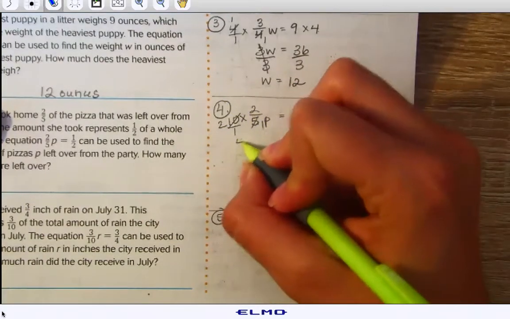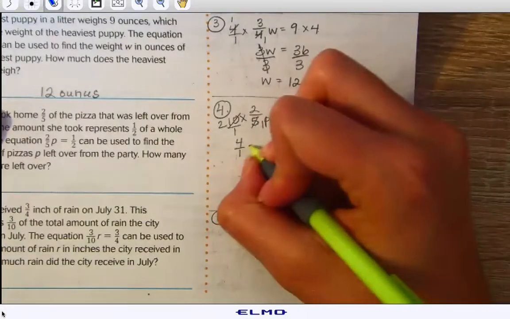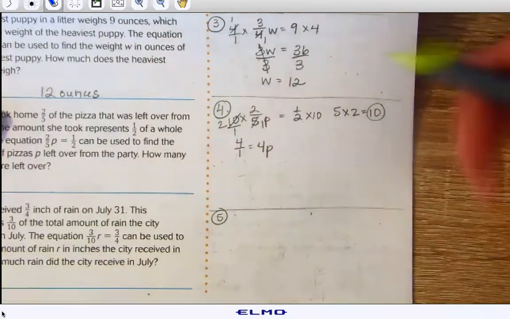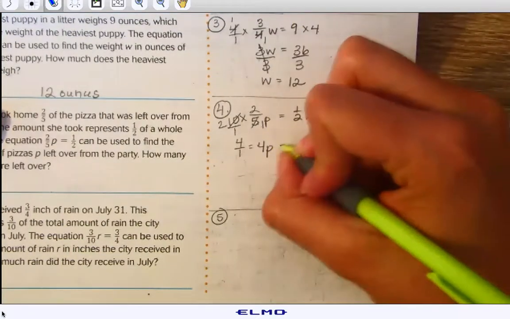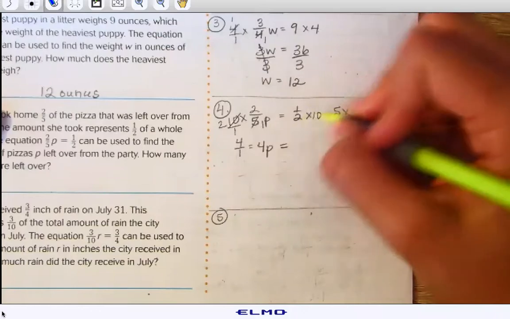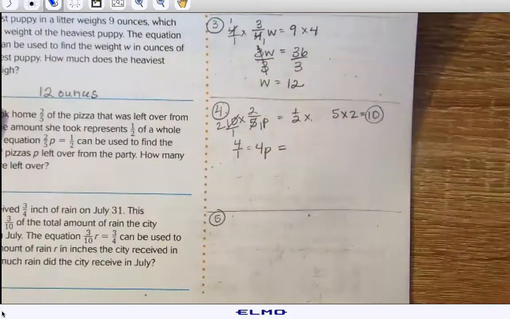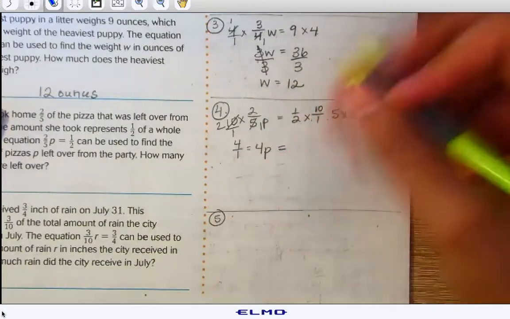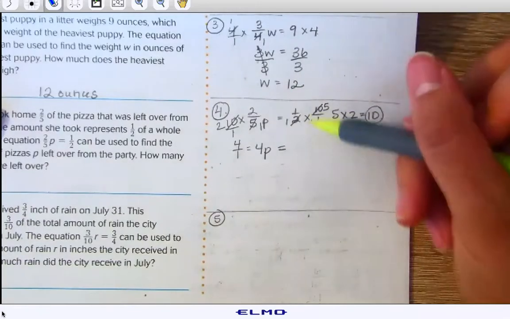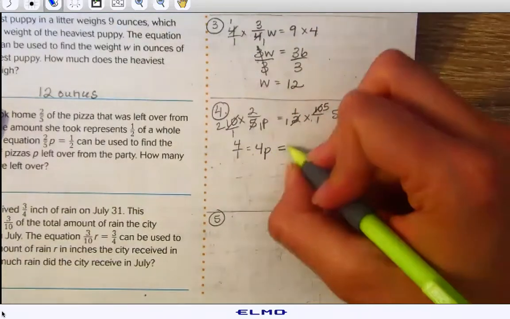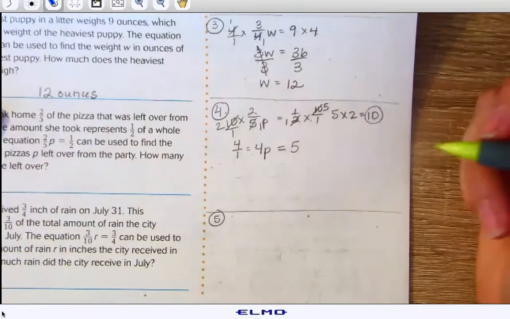2 times 2 is 4, 1 times 1 is 1. 4 divided by 1 equals 4, and you should have your variable left over. So 4p equals, and then 1/2 times 10. If I put my 10 over a 1, I'm going to solve that way. 2 goes into itself once, 2 goes into 10 5 times. So you should have 4p equals 5 over 1, which is the same as 5.